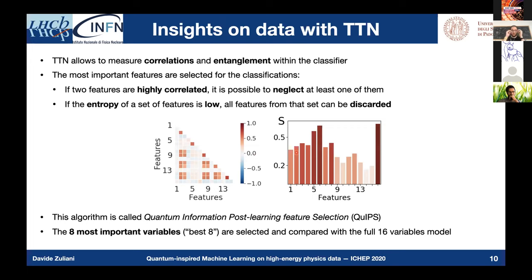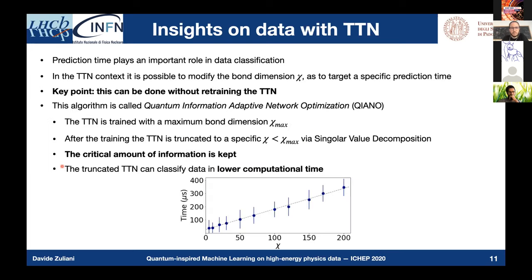We went further because we would also like to measure correlations. We would like to understand the relations between the features, between the inputs that we've used. Since the tensor network relies on this quantum approach, we can measure correlation, entanglement, and entropy. For example, if two features are highly correlated, is it possible to neglect at least one of them? And if the entropy of a set of features is low, then all the features in that set can be discarded. The algorithm that performs this kind of selection is called quantum information post-training feature selection. In this way, from the 16 variables of the jet, we select just the 8 most important variables. Not only this, but as I said, the prediction time also plays an important role.